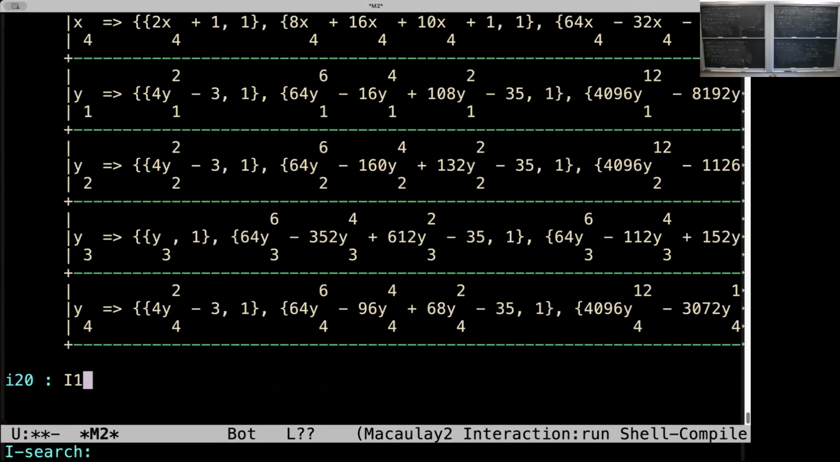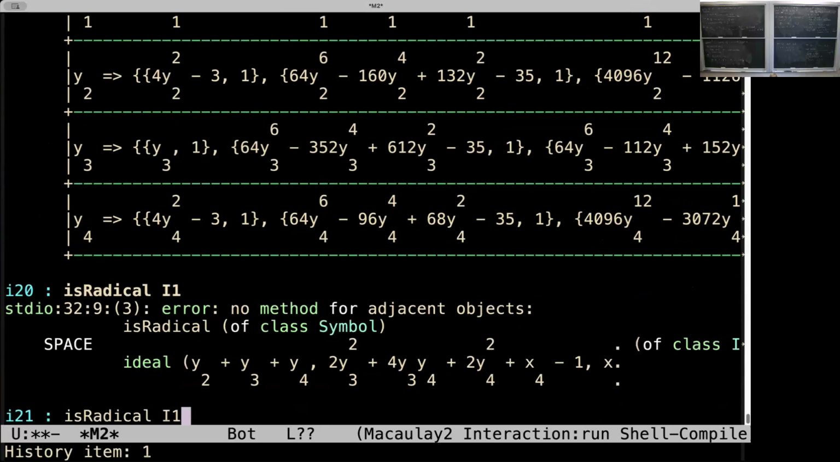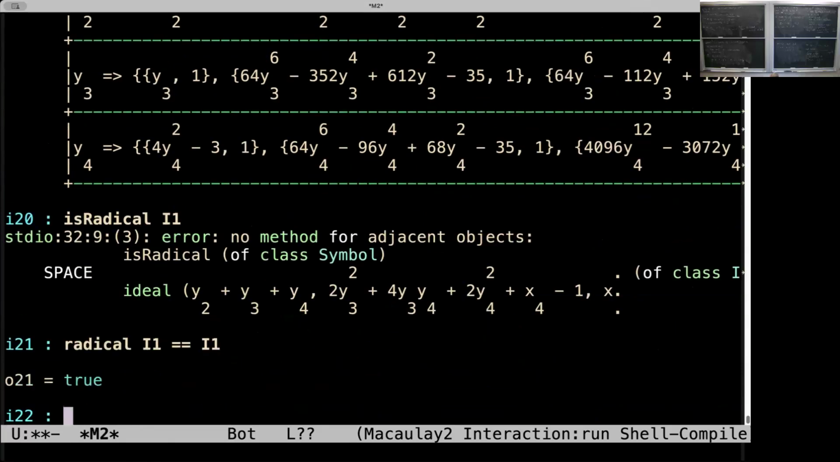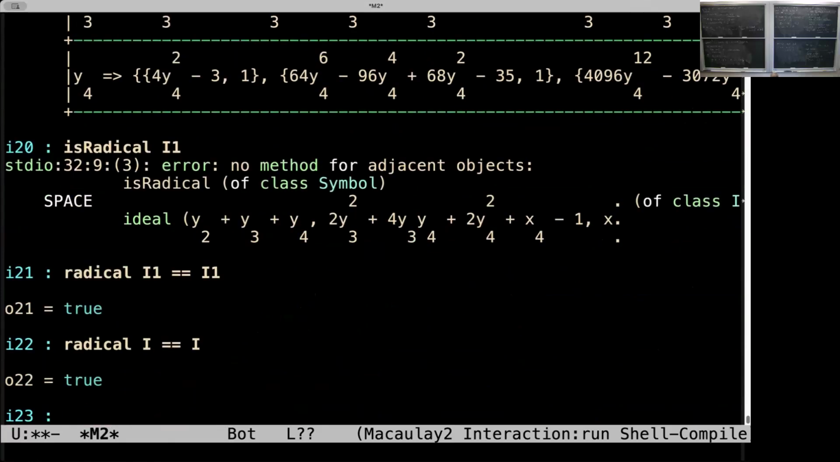I1 is radical. So actually we can try Macaulay 2 is radical of I1, and it doesn't take it because there is no is radical command. We can do radical of I1 equals I1, and it's true, okay? So if I do radical of I equals I, it's also true. So this is a radical ideal, which means over the algebraic closure of the original ideal, there were 36 solutions, and now this part of it, there are 30 solutions. So now the question is, how do we find those solutions?